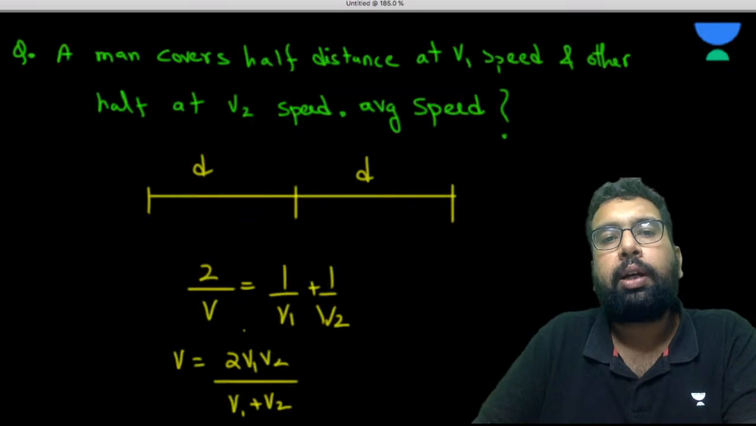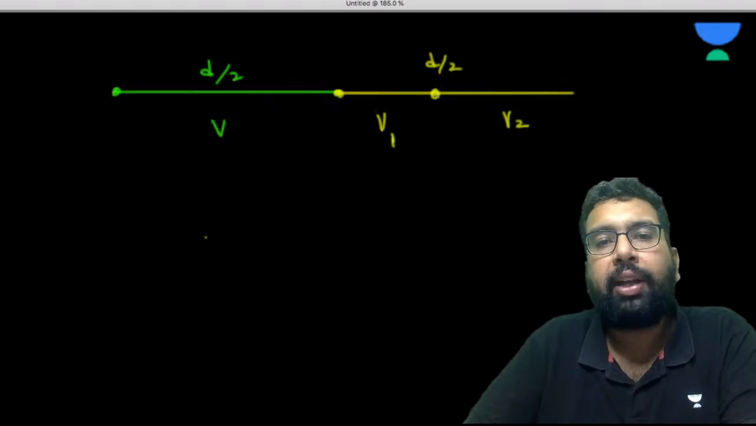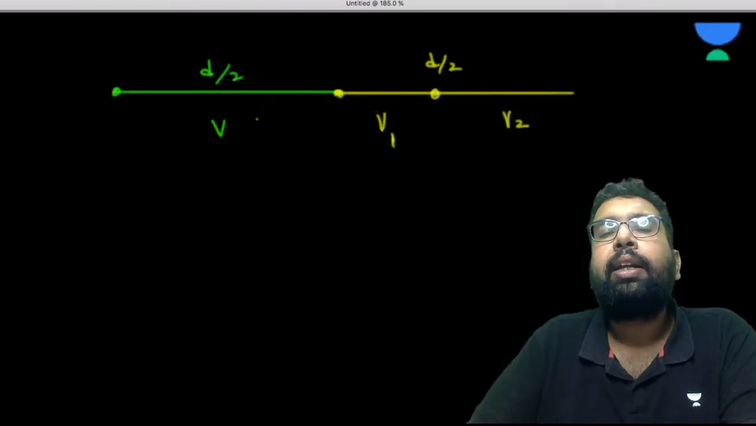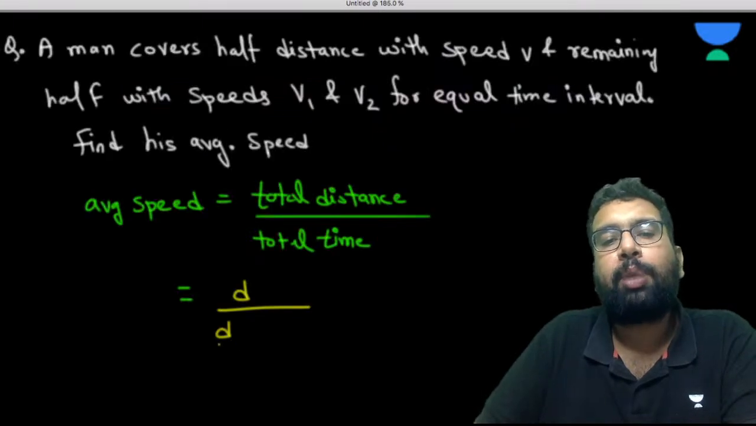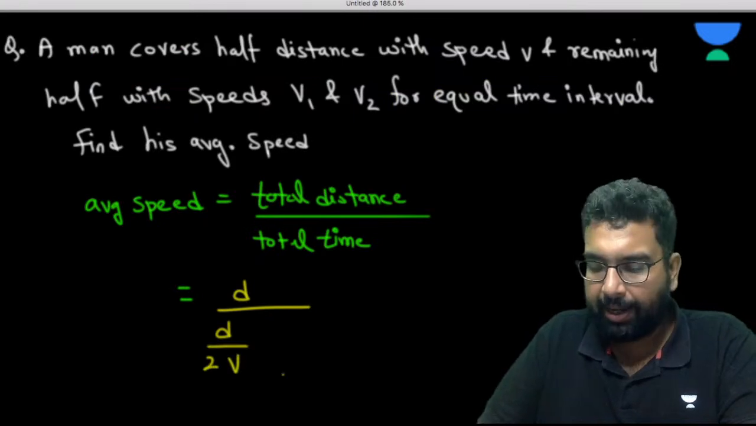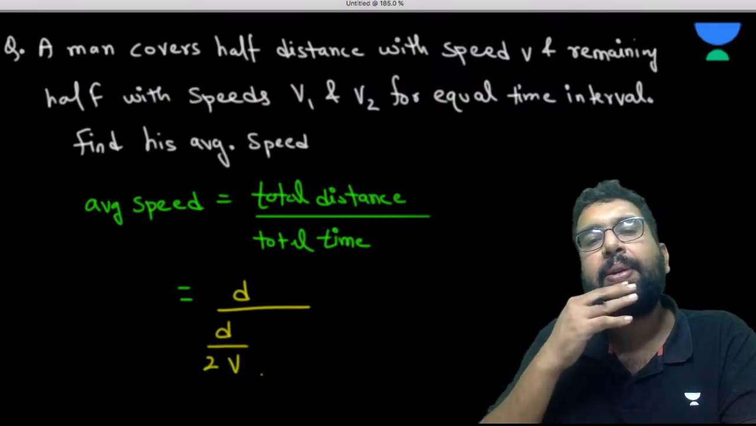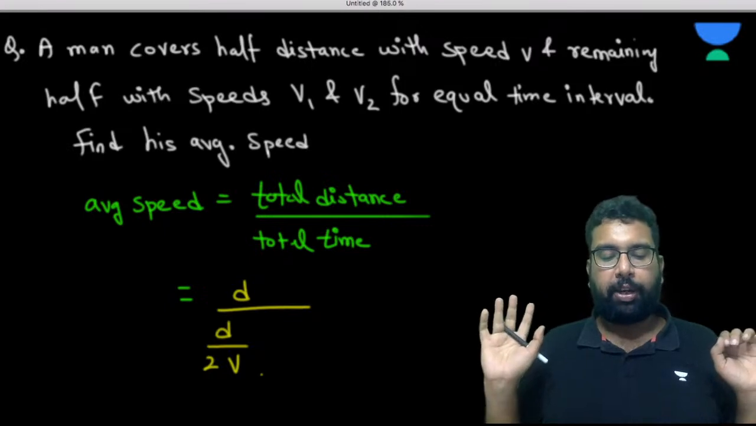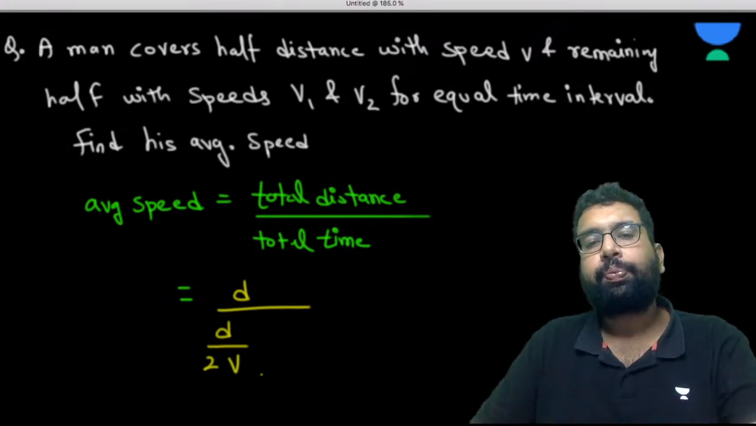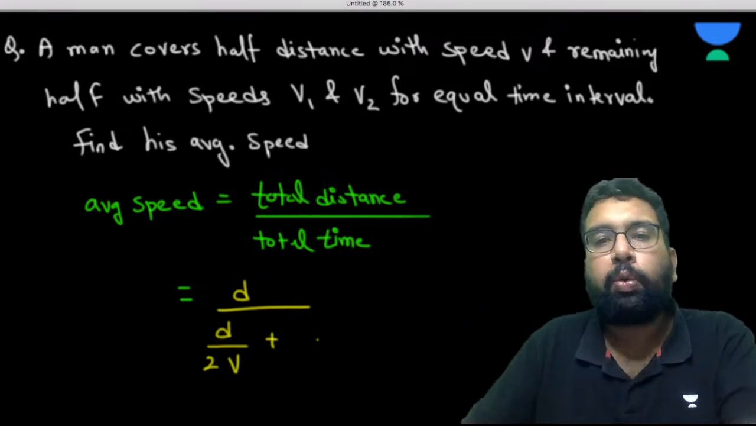Now, what is the total time? For covering this d by 2, he is moving with the speed of v. So what is going to be the time? Time is going to be d by 2 upon v, right? Time is equal to distance upon speed. So d by 2 upon v, right?